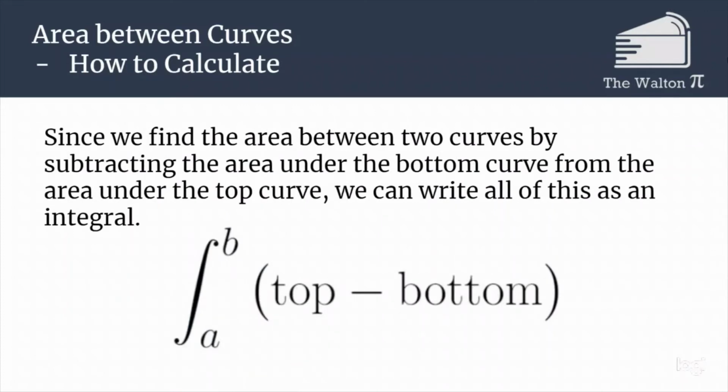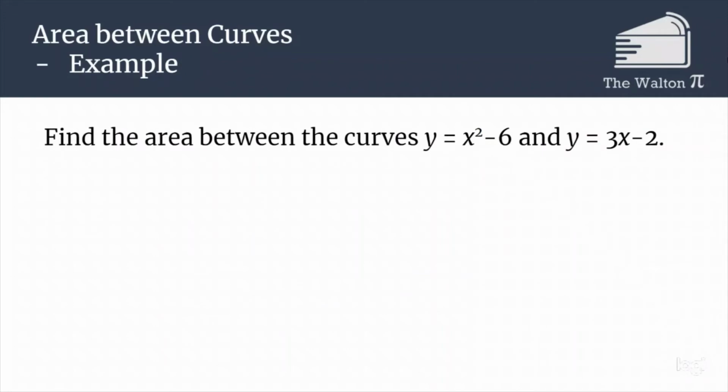Since we can find the area between two curves by subtracting the area under the bottom curve from the area under the top curve, this gives us a nice form that we can always use to find the area between two curves. We can integrate from a to b, so start to finish, of the top function minus the bottom function, with respect to whatever variable we have. So let's do one example together.